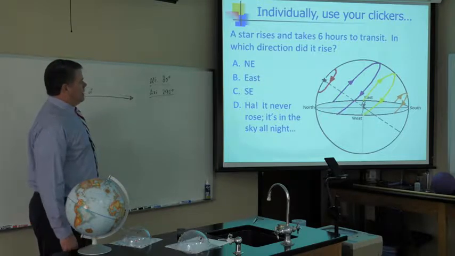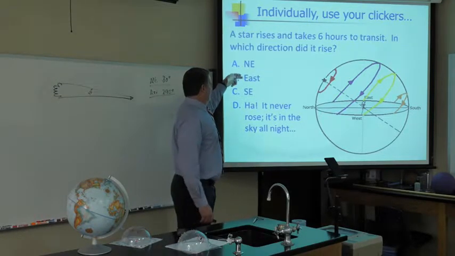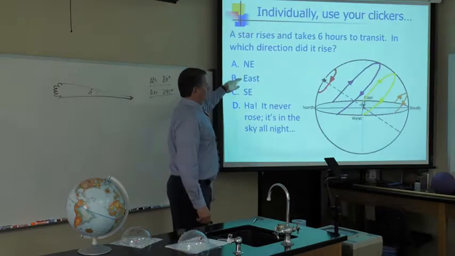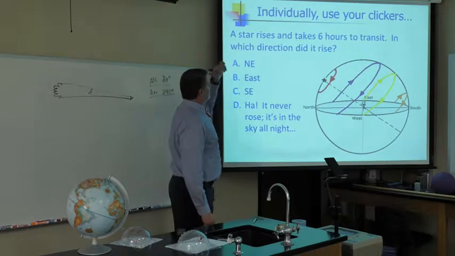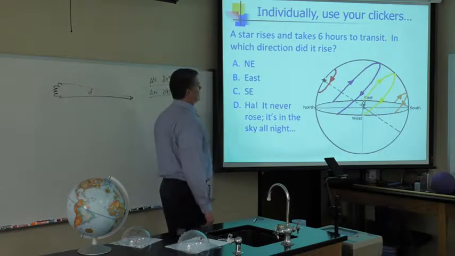How about this one? A star rising takes 6 hours to transit. In which direction did it rise? Again, east. All right? So, again, 6 hours to transit, 6 hours to set, 12 hours in the sky. The answer is B as in boy.